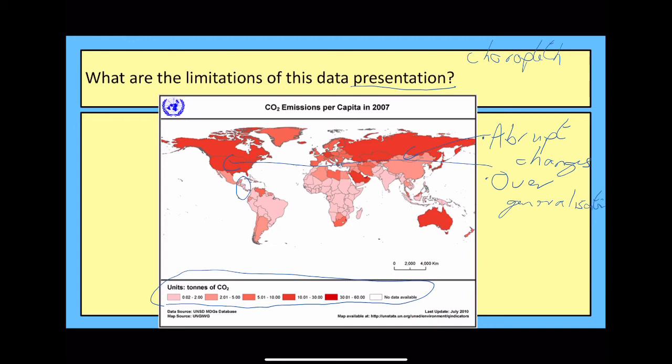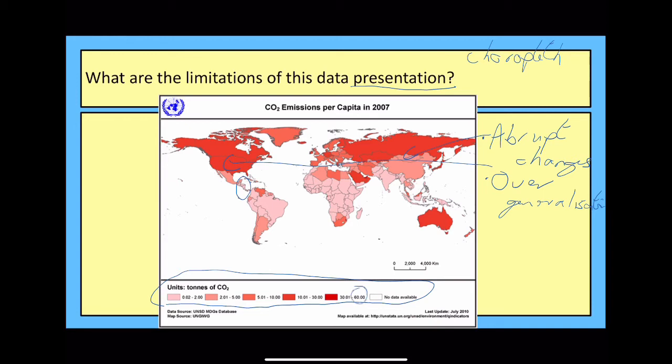It also ends at 60. Does that mean that 60 is actually the highest number? Are some countries actually higher than 60? We don't really know necessarily. Commonly with these, the final colour might just say something like 30 plus, and that's a big limitation you can point out, because with 30 plus, a country could be 1 million and we wouldn't know.